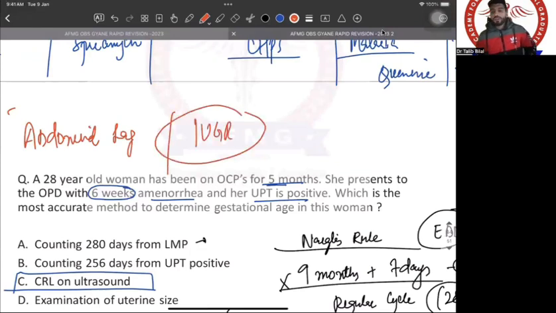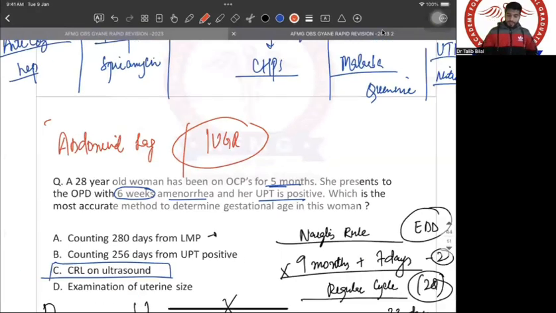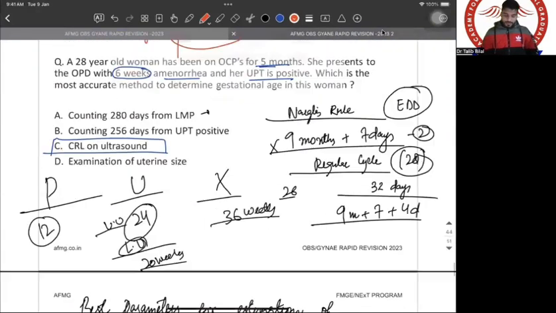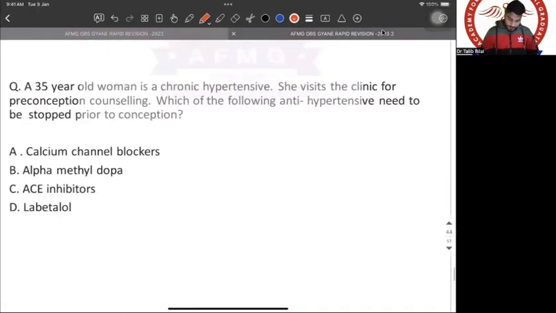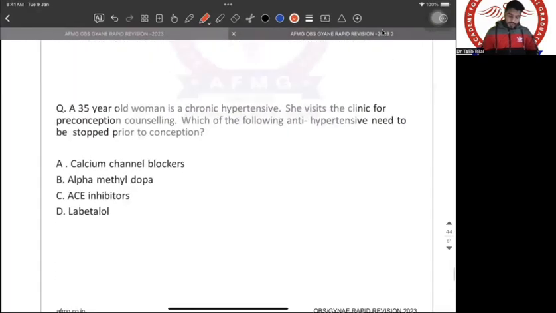Okay, IUGR में क्या होता है? We check clinically if there is a lag in the abdominal girth. We suspect that it is IUGR if it's not as per the weeks. Anyway, let's move to the next question, my dear students.